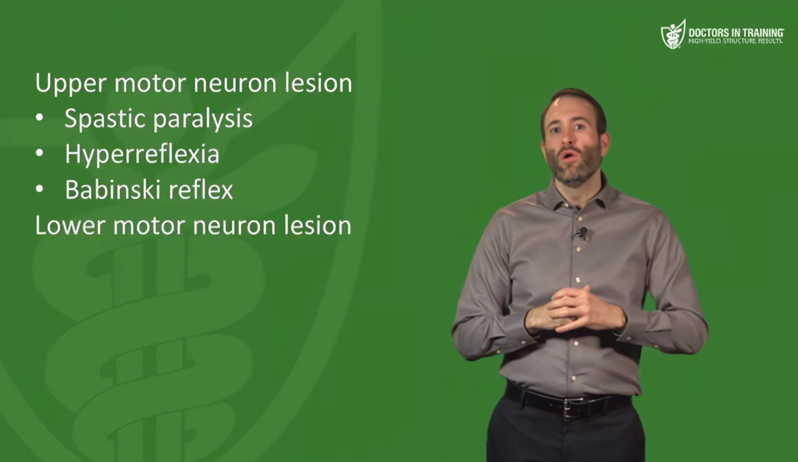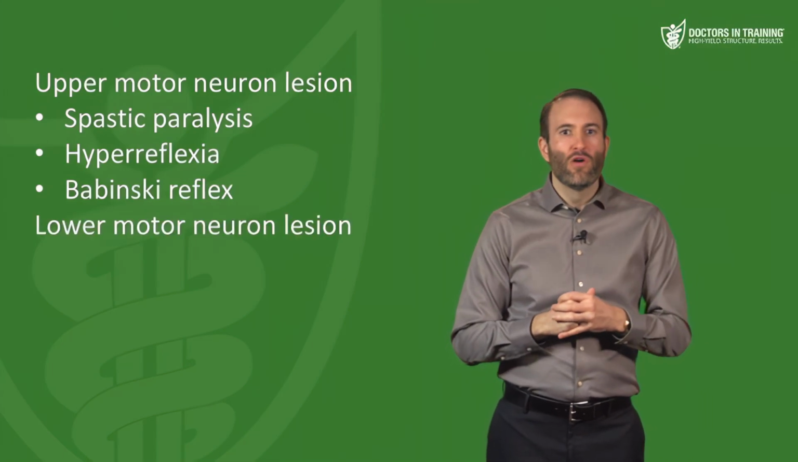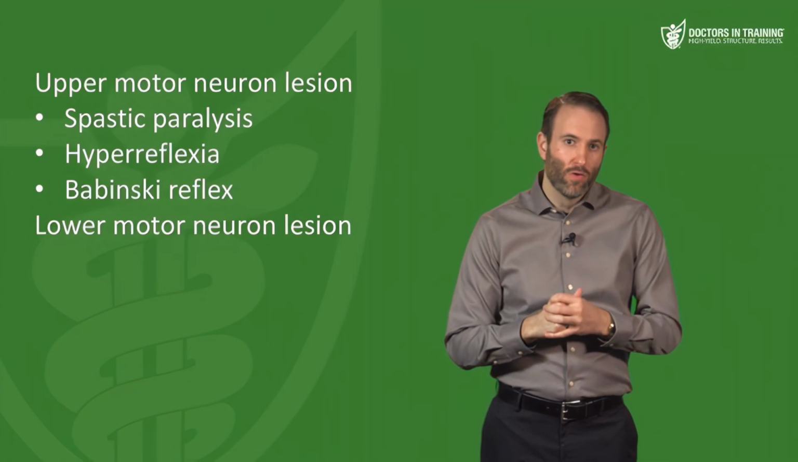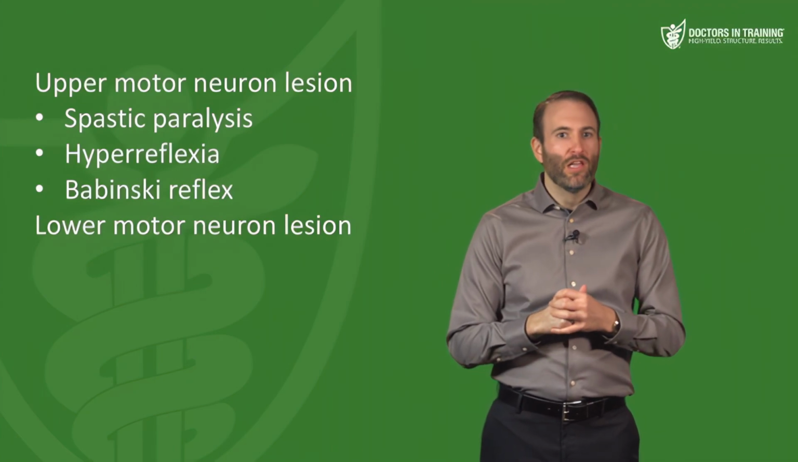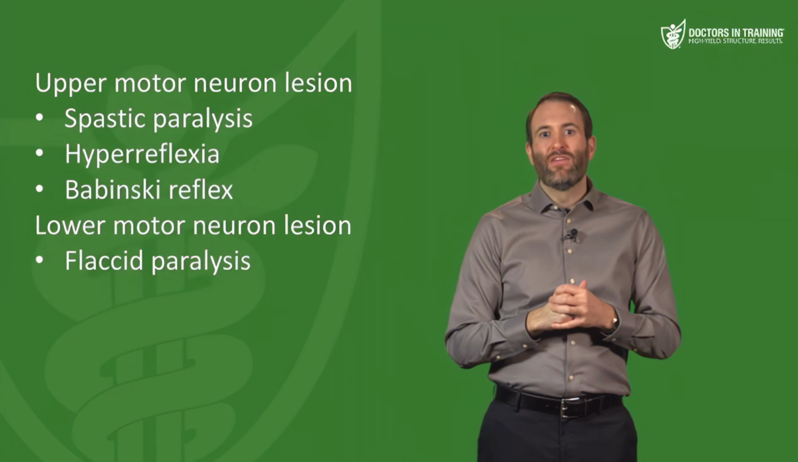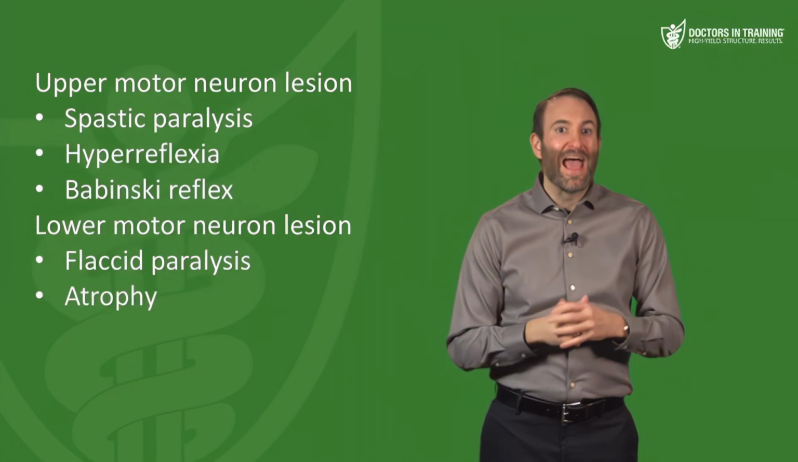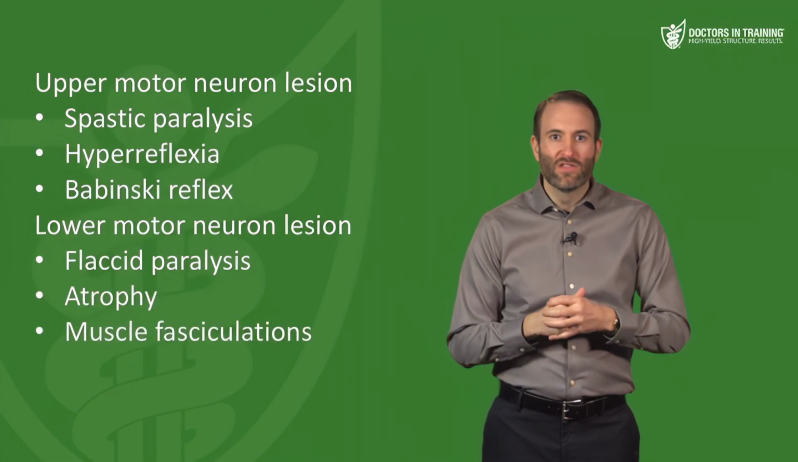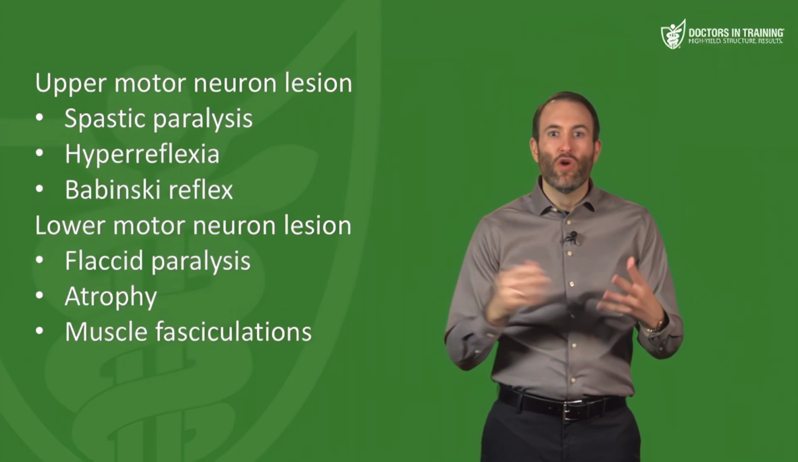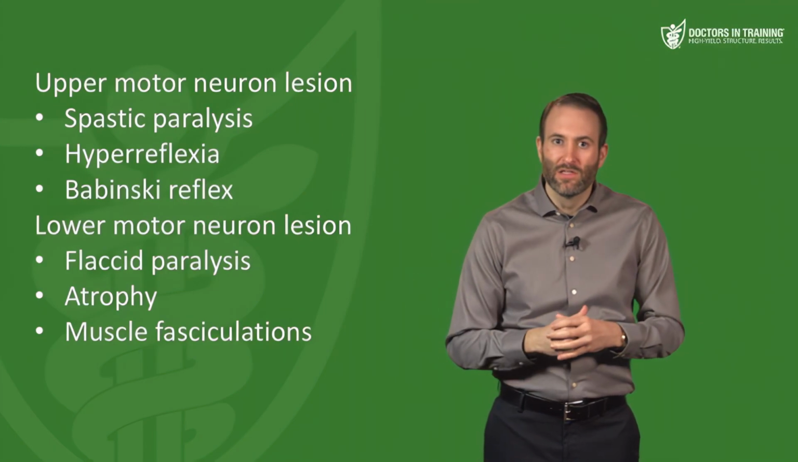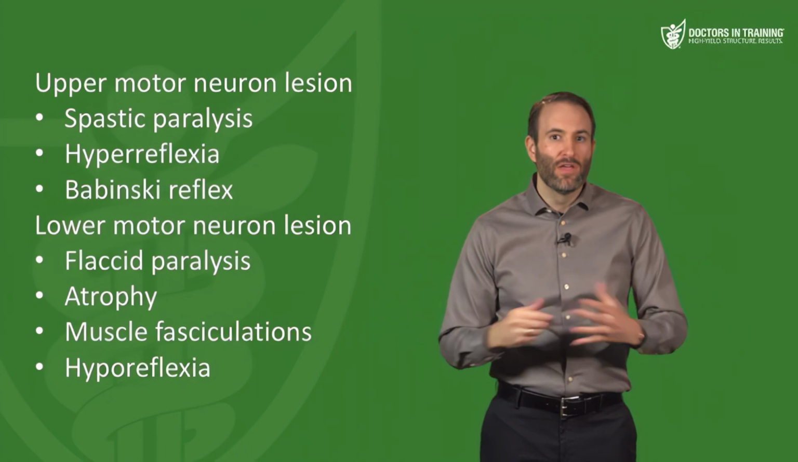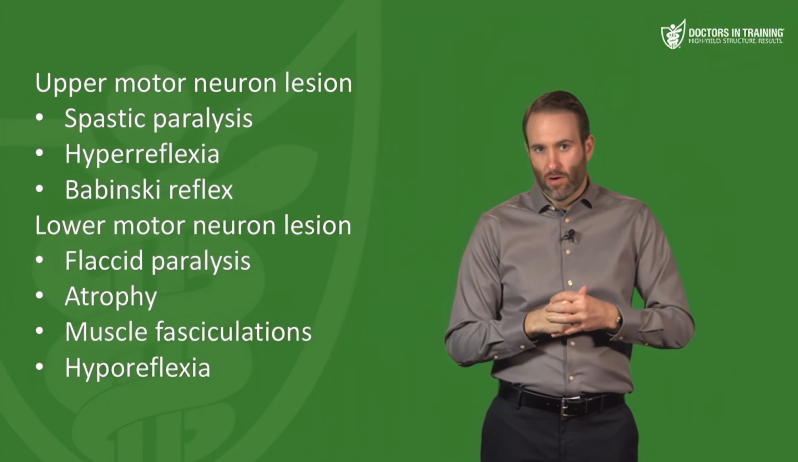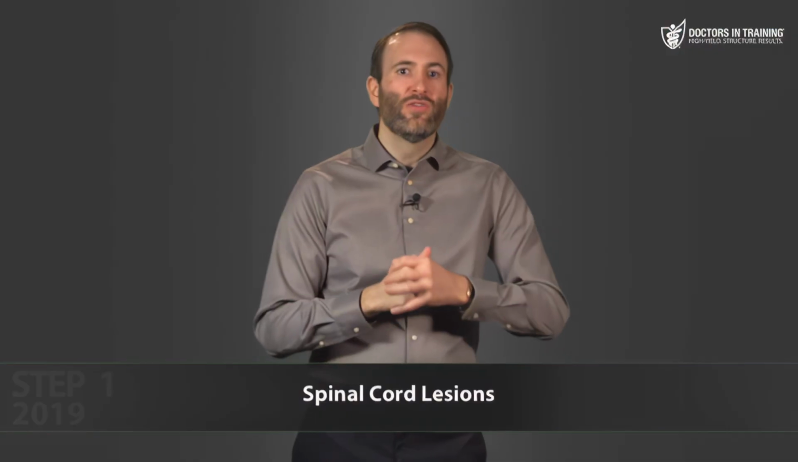And then a lower motor neuron lesion affects nerve fibers traveling from the anterior horn of the spinal cord. And with a lower motor neuron lesion, you're going to have flaccid paralysis and atrophy of the muscles, and then muscle fasciculations because there's no nerve signal inhibiting those fasciculations. And there's hyporeflexia because you've lost those reflex arcs as well.